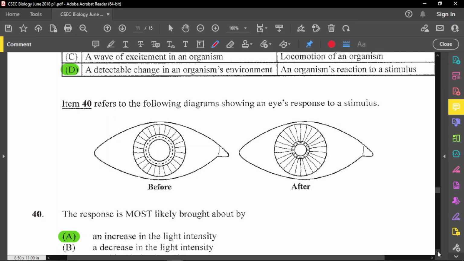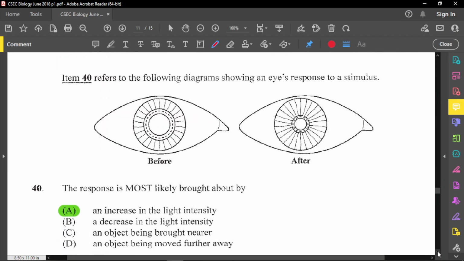But anyway, item number 40, which is question number 40. Refer to the following diagrams showing an eye response to a stimulus. And you have the before and after. If you notice, the difference between the diagrams is the size of the pupil. So before, the pupil was dilated and now it is constricted after a while. And they ask, the response is most likely brought about by what? An increase in light intensity.